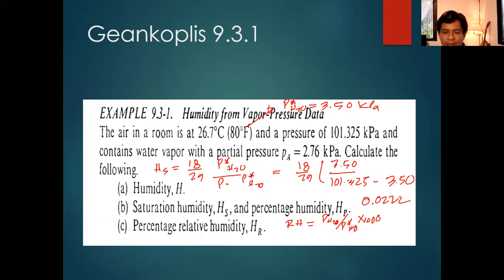Please connect sa another Zoom account. Zoom session, mapuputol na siya. Nakuha ba? Connect na lang ulit tayo. Discuss natin ito na maayos.